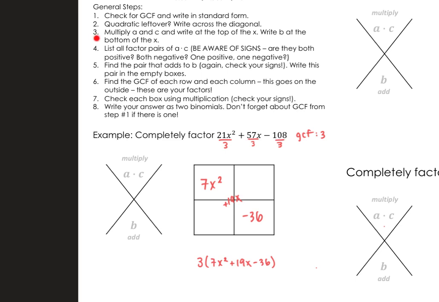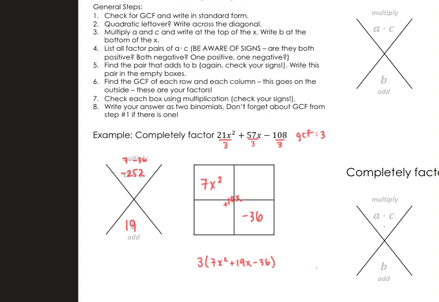All right, so now step 3. In order to factor, we're going to multiply a and c. a is the number in front of x squared, and c is the constant term. So we're going to do 7 times negative 36. This is 7 times negative 36, and we get negative 252. And then at the bottom, we're going to write whatever b is. So we're trying to make 19.